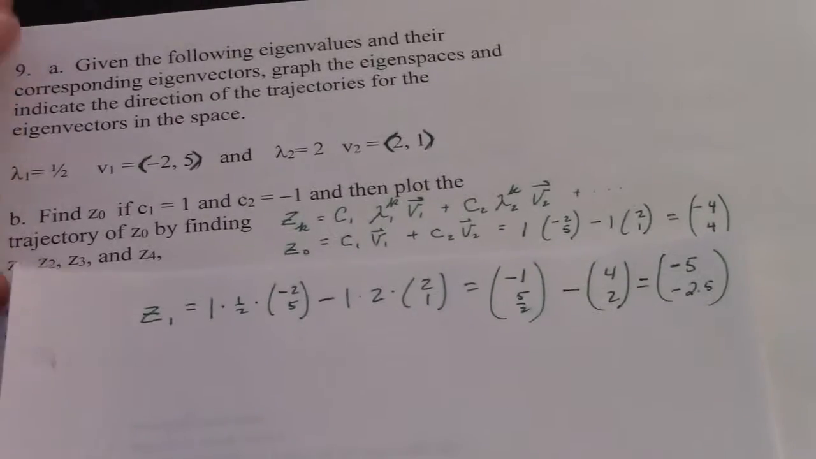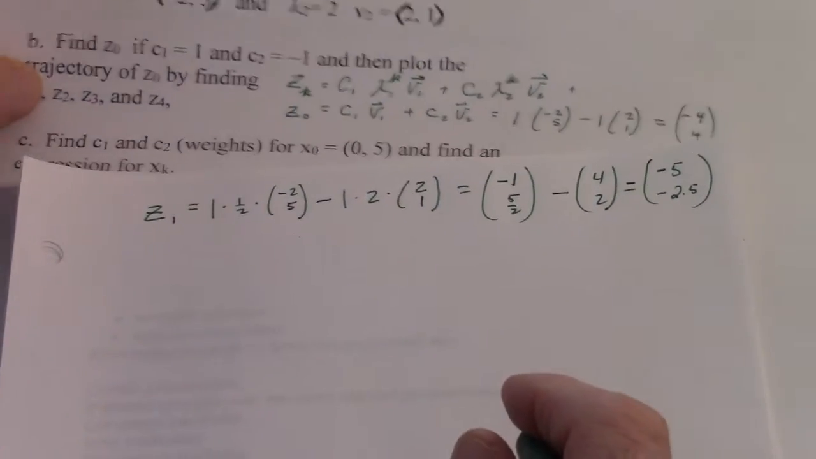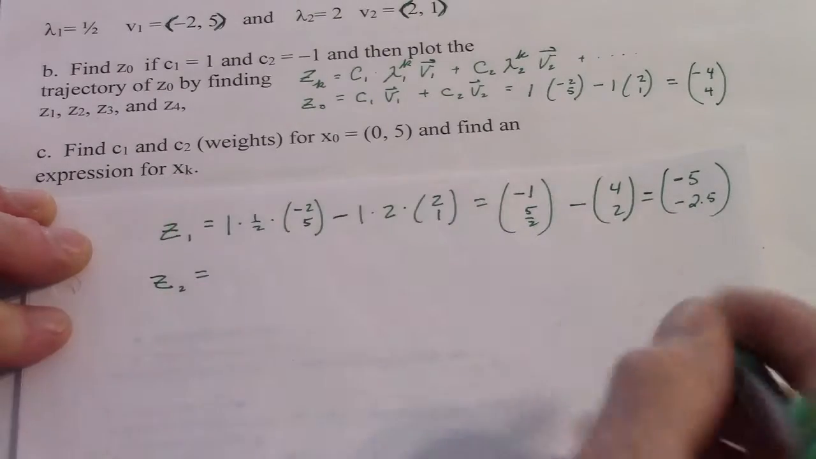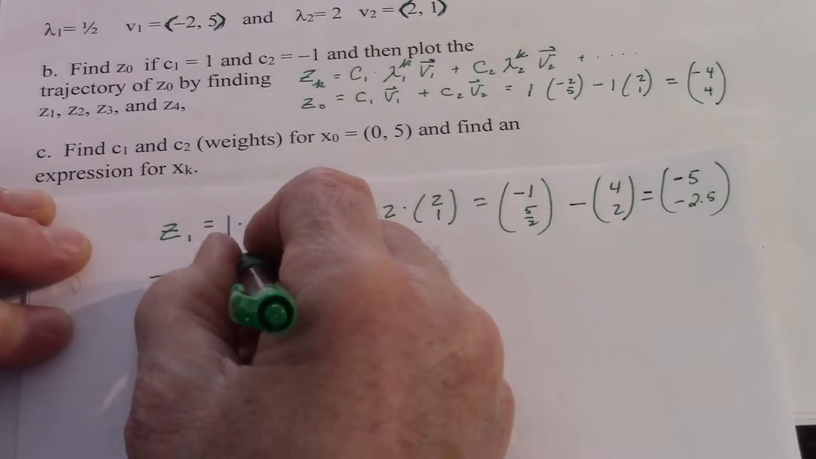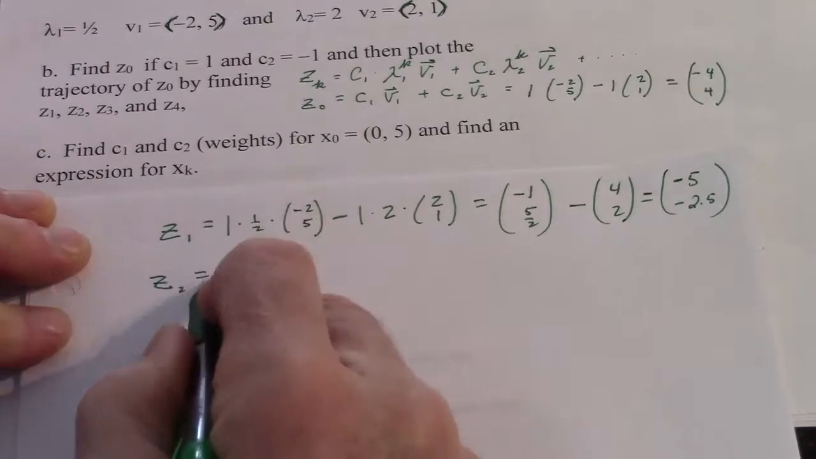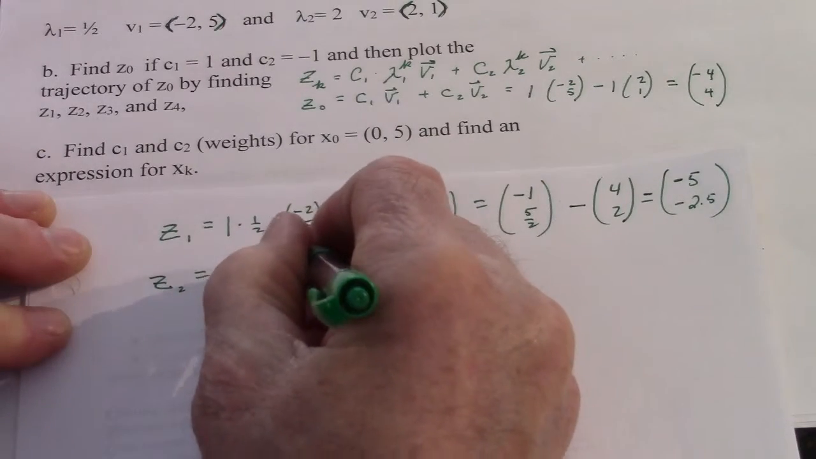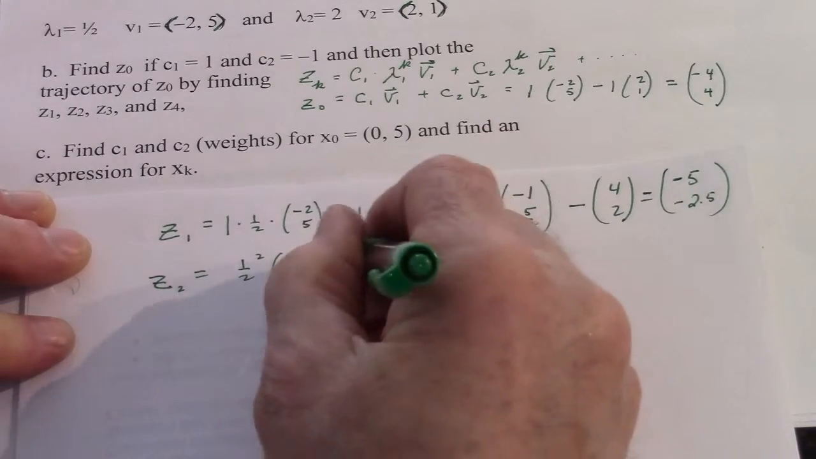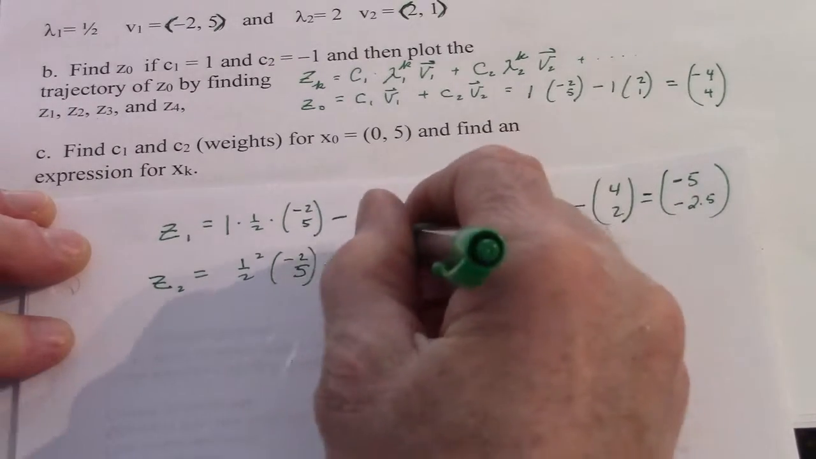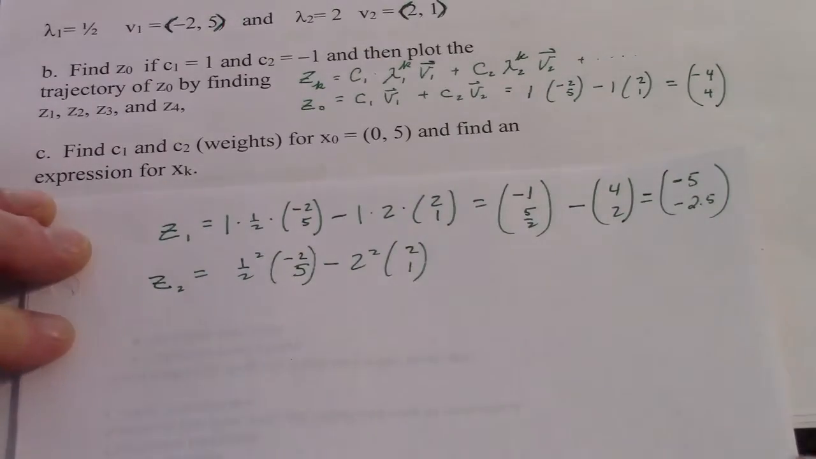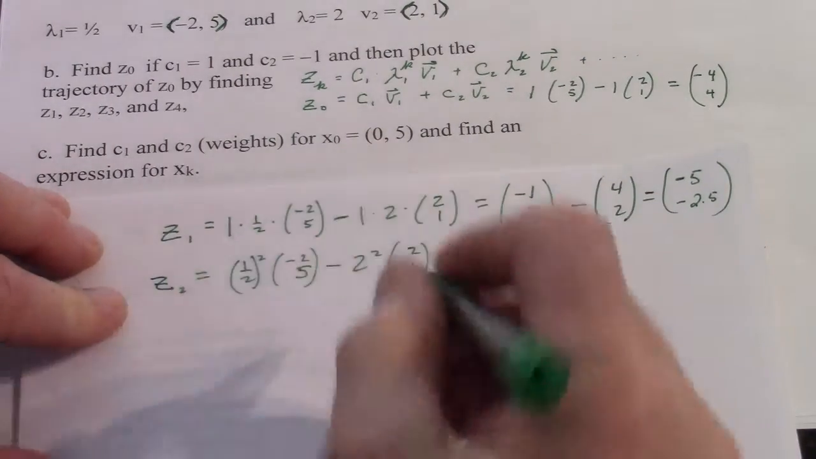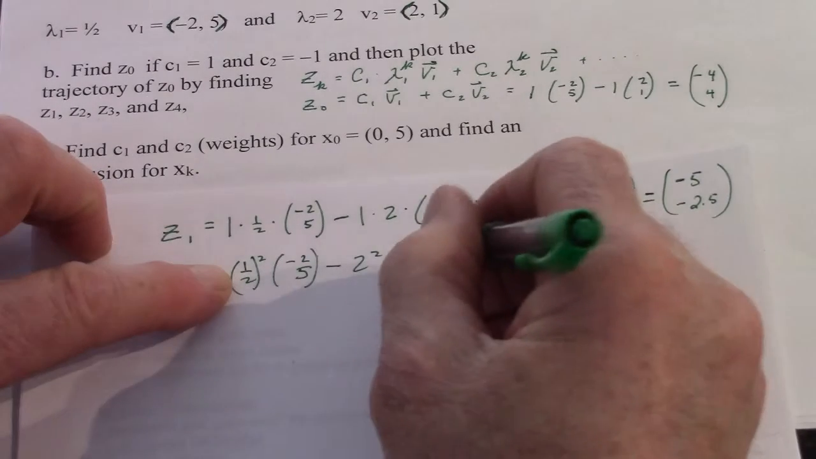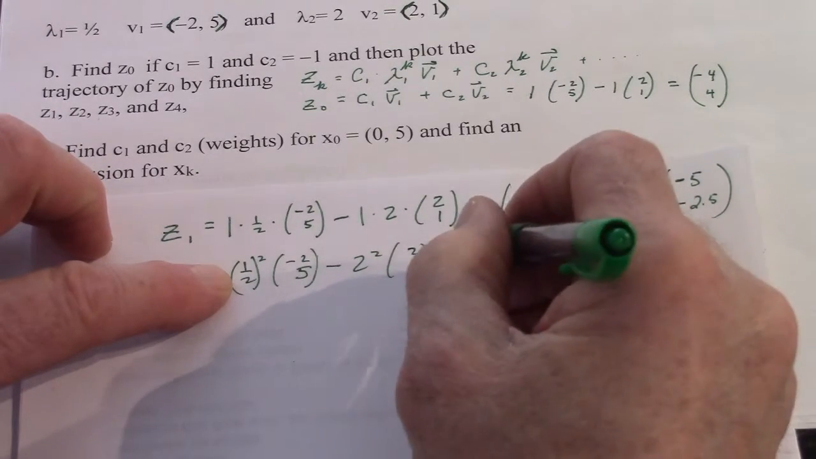Z sub 2 is going to be pretty similar. Let's see if I can do this more efficiently. Z sub 2 should be 1/2 squared, I don't need to write the c sub 1, it's just 1, times negative 2, 5, minus 2 squared, 1 times 2 squared, times 2, 1. Now, oops, 1/2 squared, that should be 1/4. So negative 2 times 1/4, that's negative 1/2.